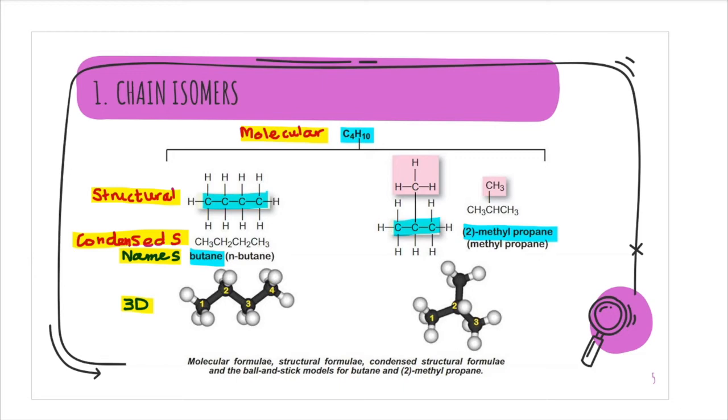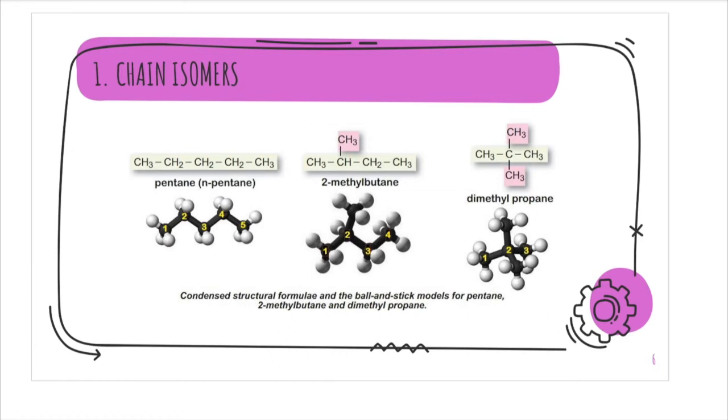But if we take a look specifically at the names of the compounds, we can see that the stem name changes from but to prop, indicating that specifically we have chain isomers because the length of the longest chain has changed. Here we have another few examples of chain isomers.